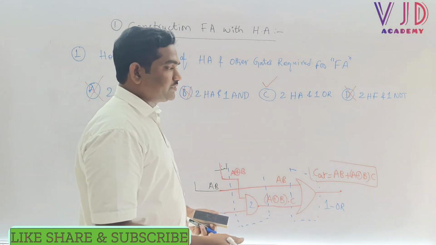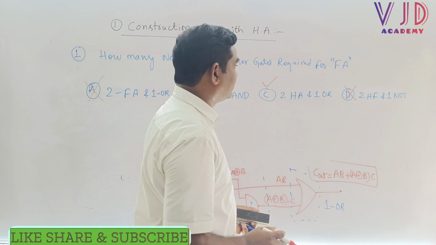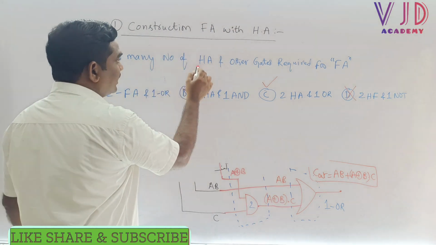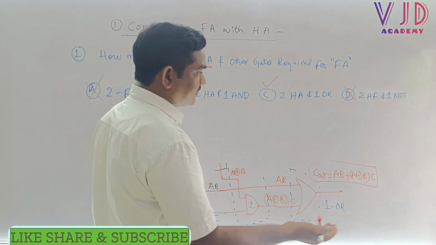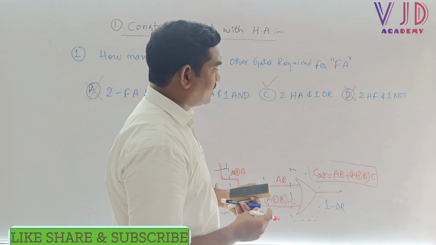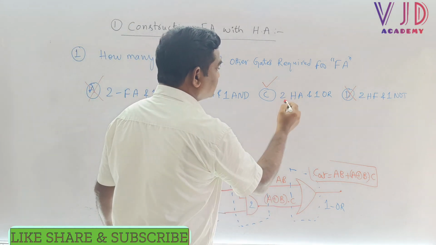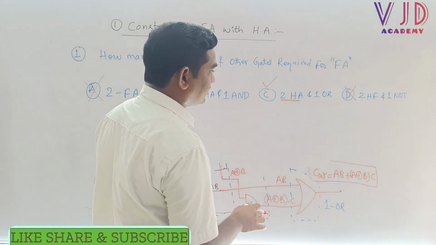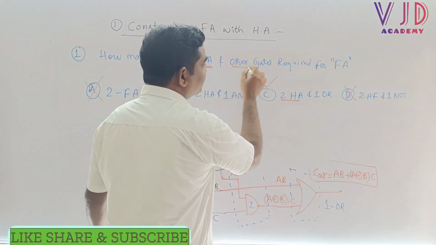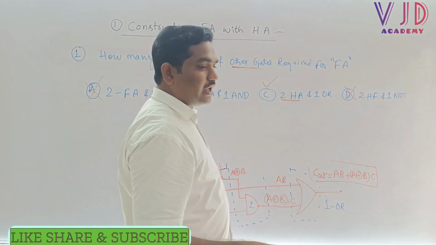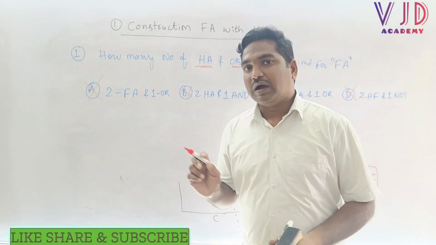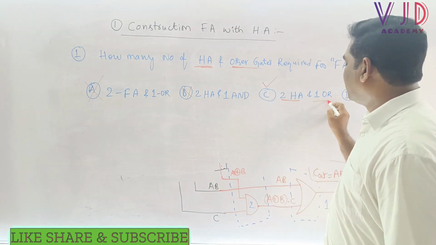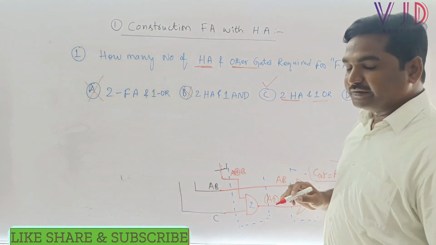Looking at this answer, if the question were asking for a single half adder or something like that, we could remove that option. Here, two half adders means the first part is correct, and for the other gates, the final output always adds the terms, which means we use an OR gate. So this is the output. The answer is C. Please note it down.